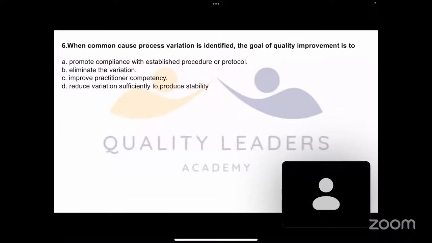Next, number 6. When common cause process variation is identified, the goal of quality improvement is to: A, promote compliance with established procedure or protocol; B, eliminate the variation; C, improve practitioner competency; D, reduce variation sufficiently to produce stability. When common causes are identified, what is my goal here?